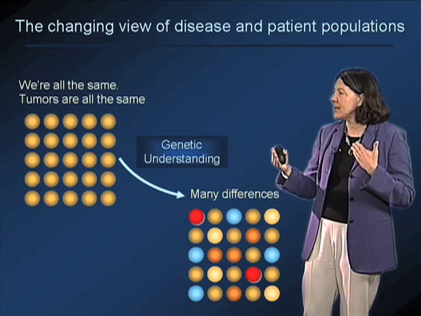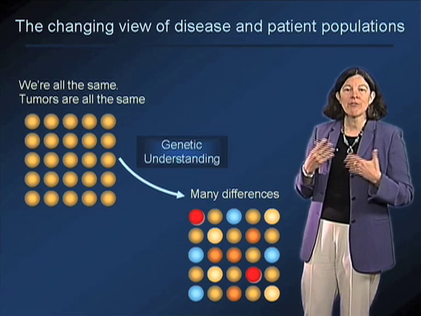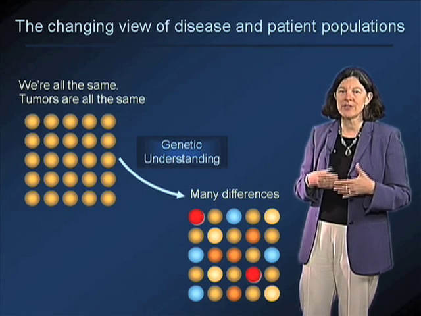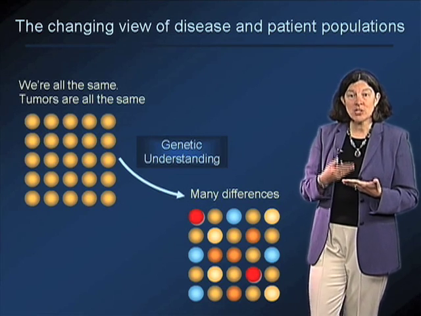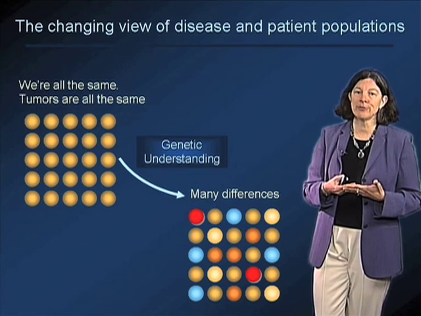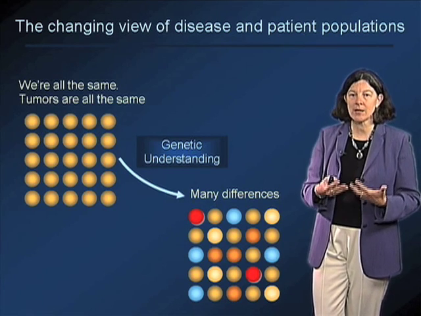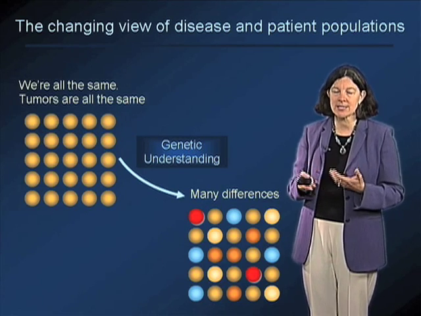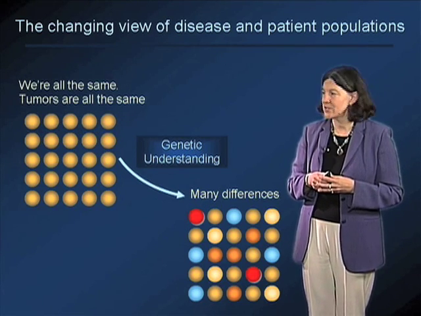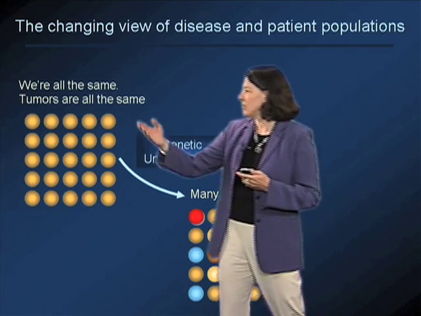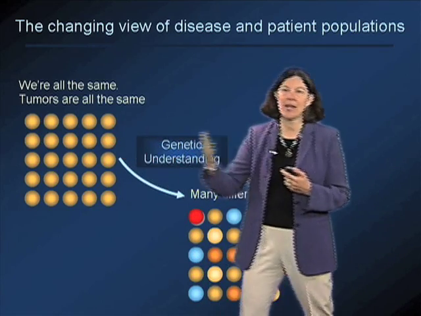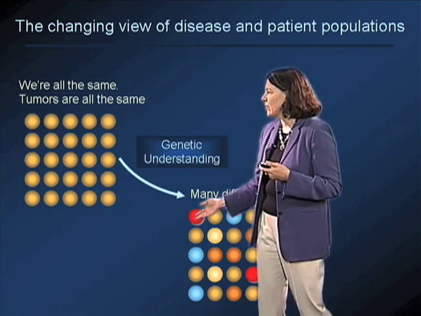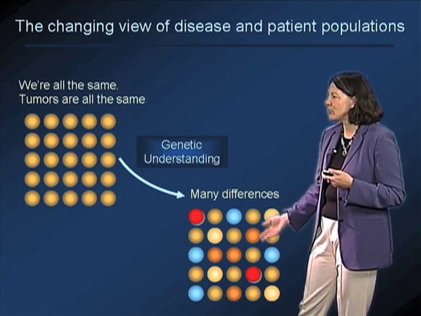So I think a really major revolution in our thinking about cancer biology is this appreciation of the diversity both of tumor populations and of patient populations. And this has really come specifically through advances in genetics, molecular genetics, and the approaches that I've described today. We used to think that all tumors were the same and a tumor in any individual context was the same. We now appreciate that there are many, many differences in tumors.